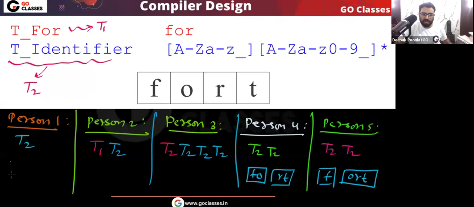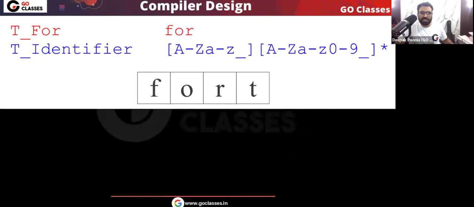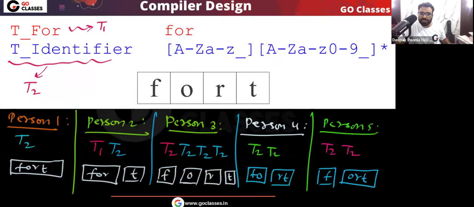Okay, yes or no? If you want to write the lexeme, then according to person 1, this entire FORT is a lexeme. According to person 2, this FOR is a lexeme, and then T is a lexeme. According to person 3, F is a lexeme, O is a lexeme, R is a lexeme, T is a lexeme. Yes or no? I hope you understood the point. Many more possibilities are there.